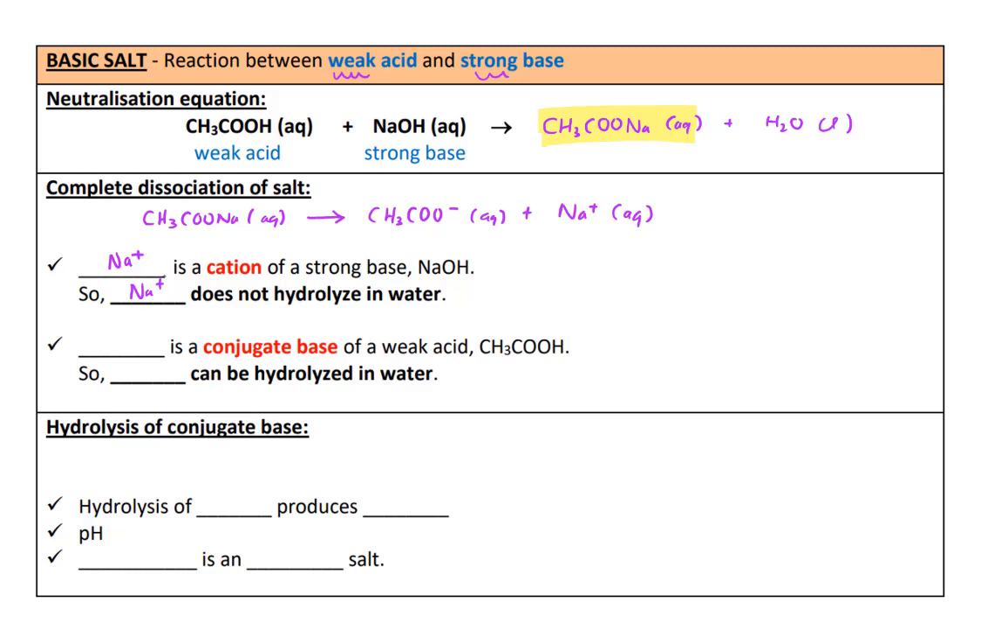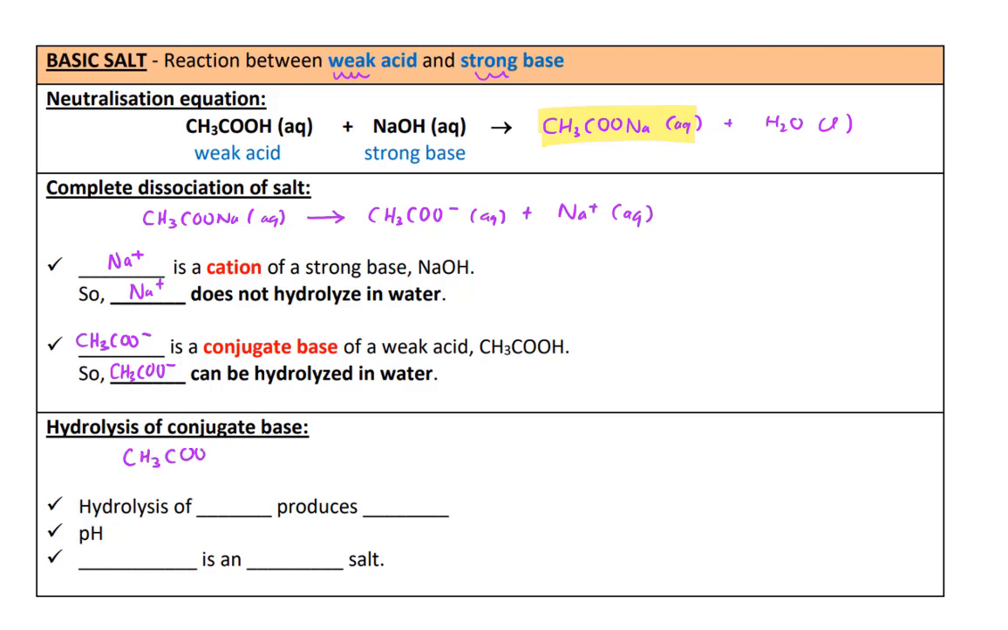On the other side, another ion dissociated from the salt is CH3COO negative. This is a conjugate base of a weak acid. Remember that an acid will donate a proton. So after CH3COOH donates its proton, it becomes the conjugate base CH3COO minus. This conjugate base can be hydrolyzed in water. Therefore, we are writing the hydrolysis equation of the conjugate base.